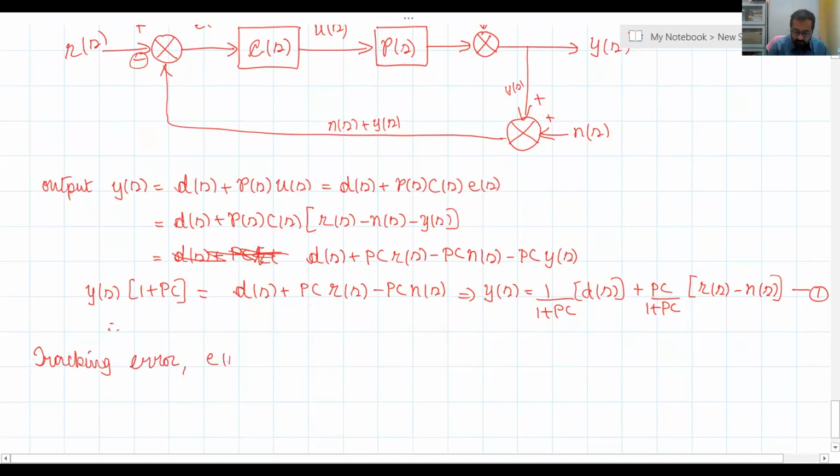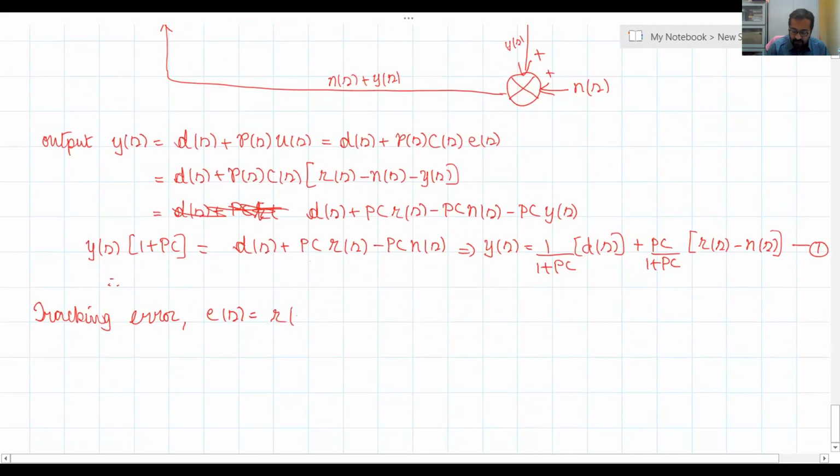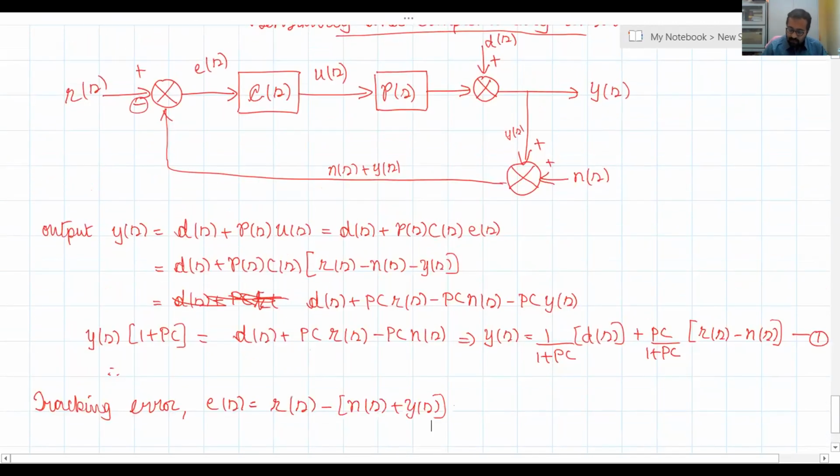E of S. What is error from this? Error is nothing but R of S minus N of S plus Y of S. Okay, so I can write R of S minus N of S plus Y of S. But again, this will be equal to R of S minus N of S. What is Y of S? Y of S is nothing but D of S plus P of S into U of S.